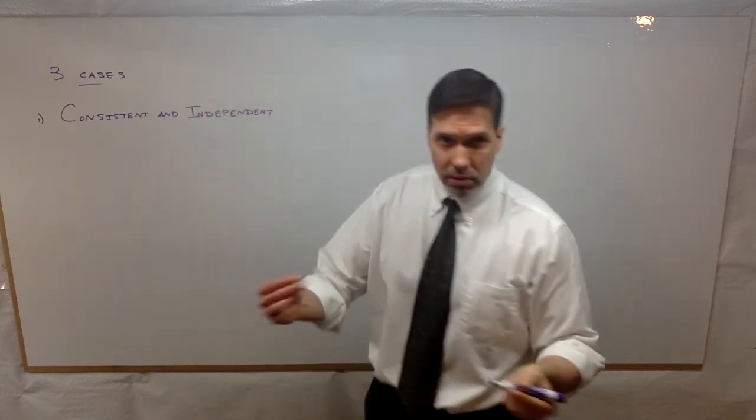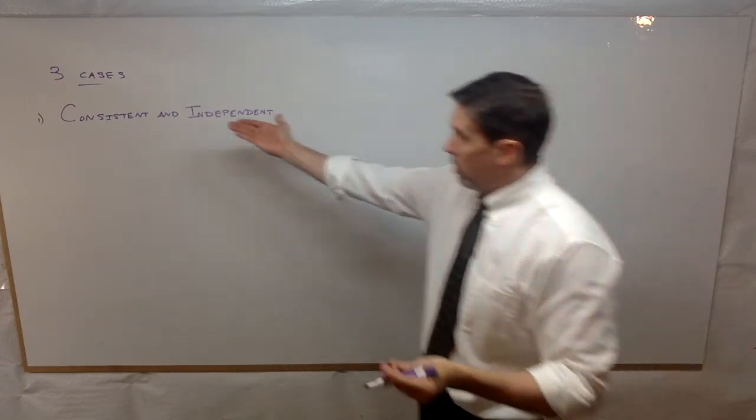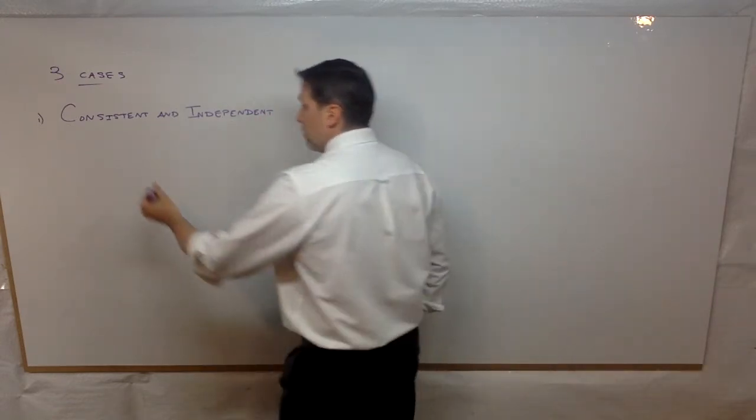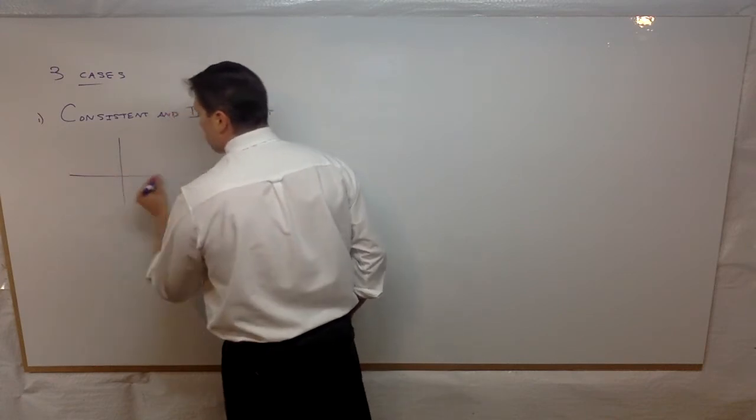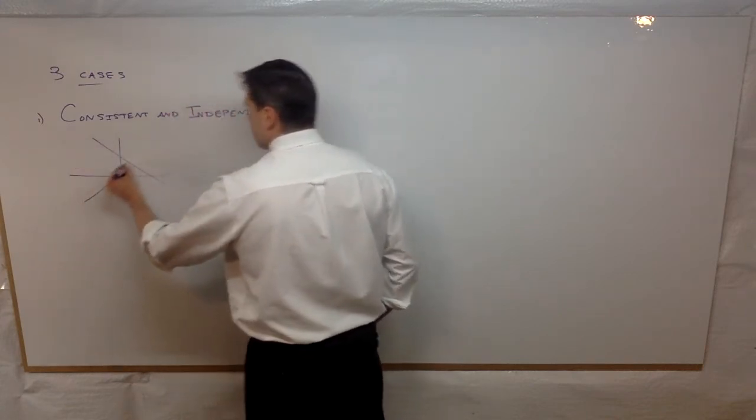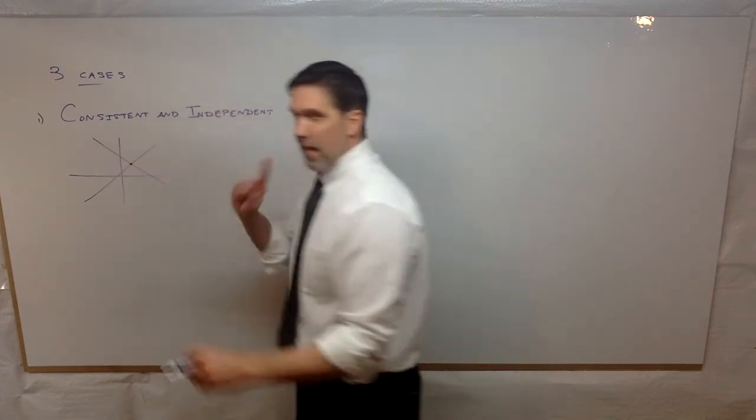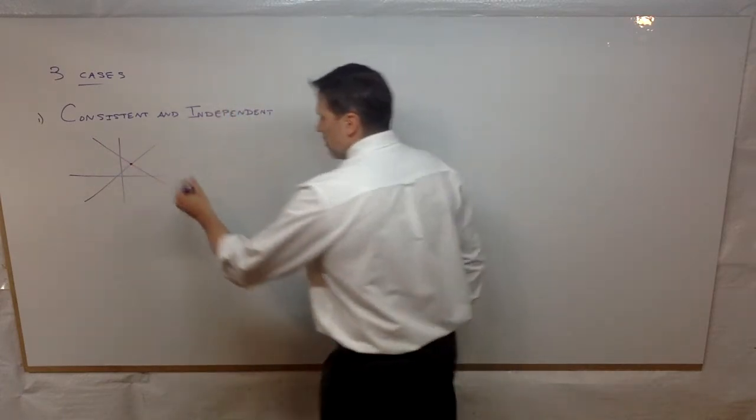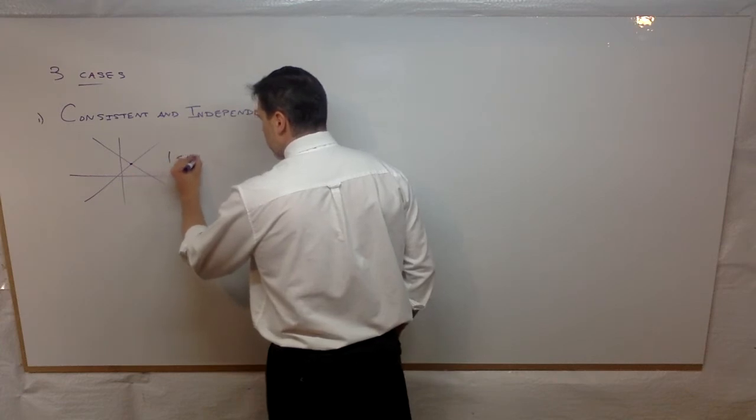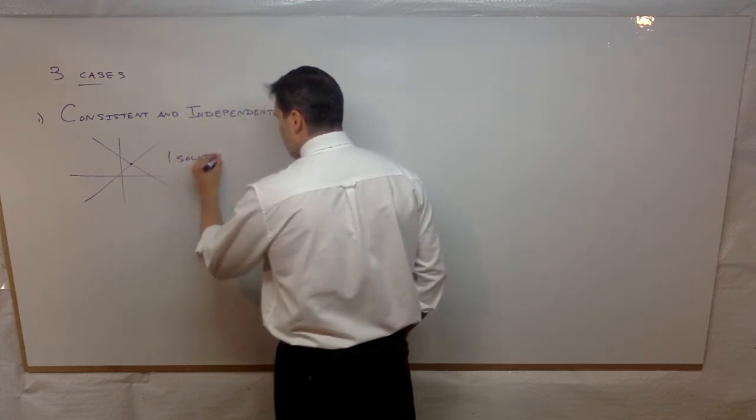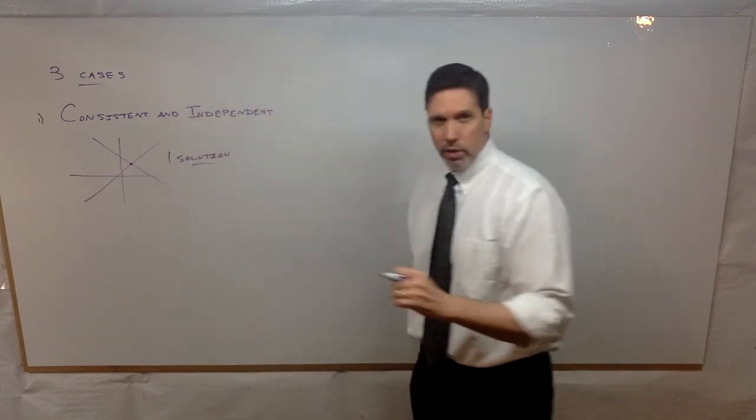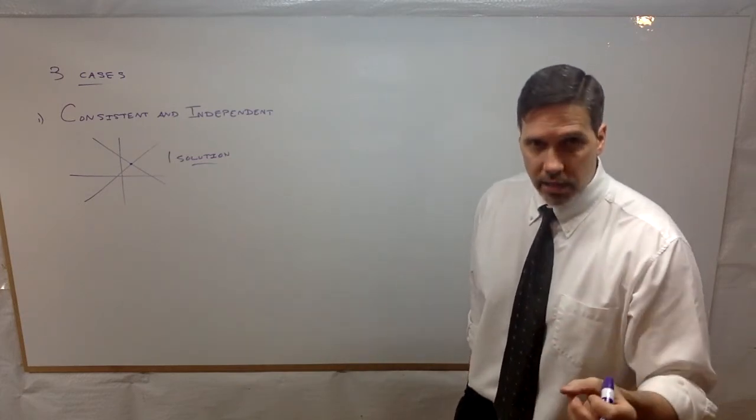In fact, the 2 examples we just did would be called consistent and independent because what you're looking at is a system where the 2 lines intersect at one specific point. There is exactly one solution. So one solution, no more, no less. One solution, we call that system consistent and independent.